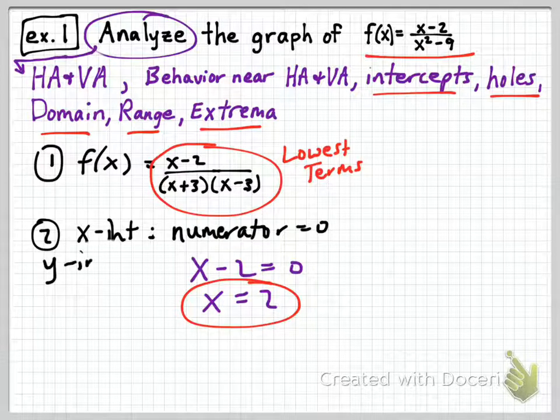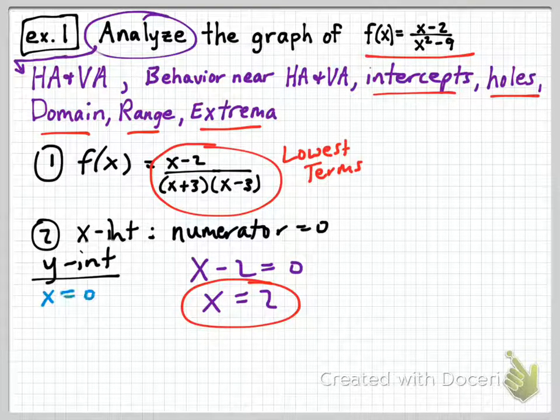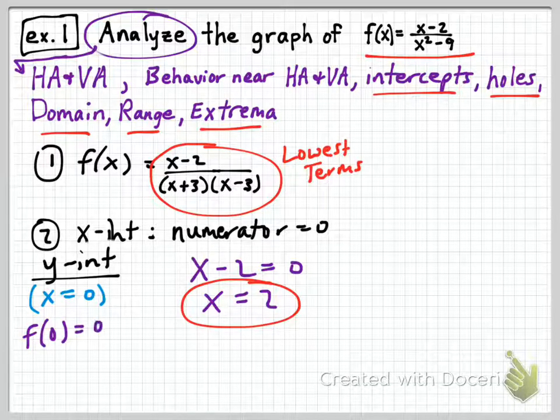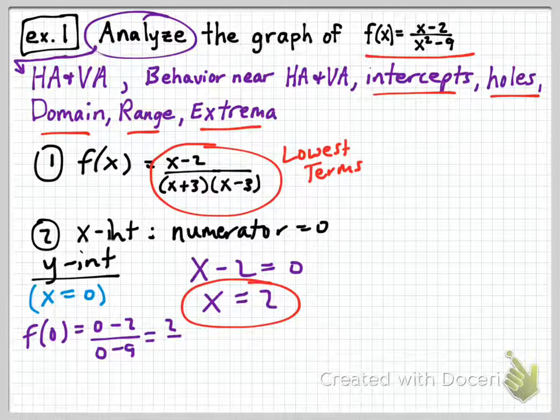So the y-intercept, that's when x is equal to 0. Okay, well, when x is equal to 0, we have the value of f of 0. So f of 0 is 0 minus 2 over 0 squared minus 9. And so we just get 2 over 9. Okay, well, that's great. And then we're going to switch gears here. We're going to go up here to the right-hand side.